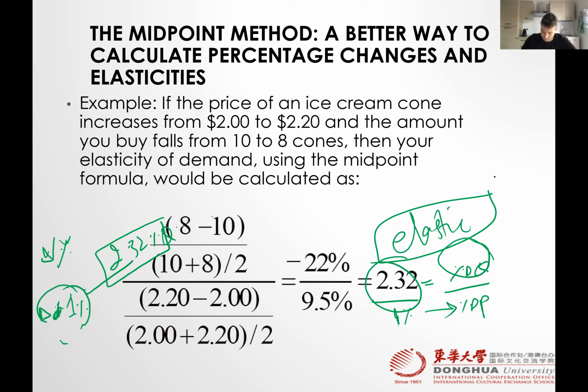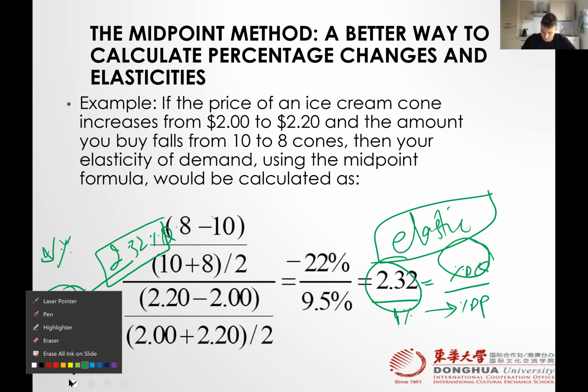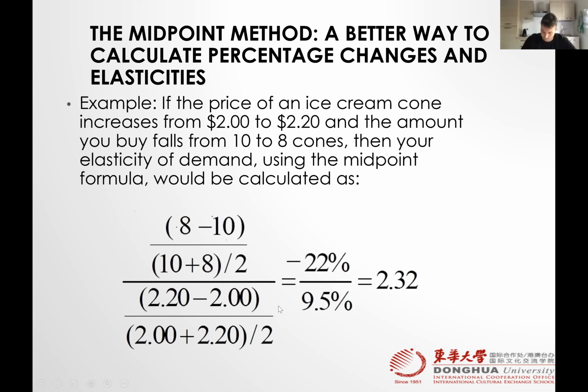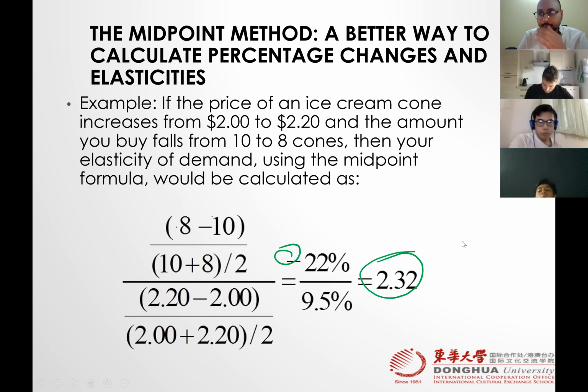So we can also categorize that if the value is greater than 1, right? If the value is greater than 1, absolute value, which is, you remove the negative sign here, it means this product, this ice cream cone or this ice cream, is elastic. Right?